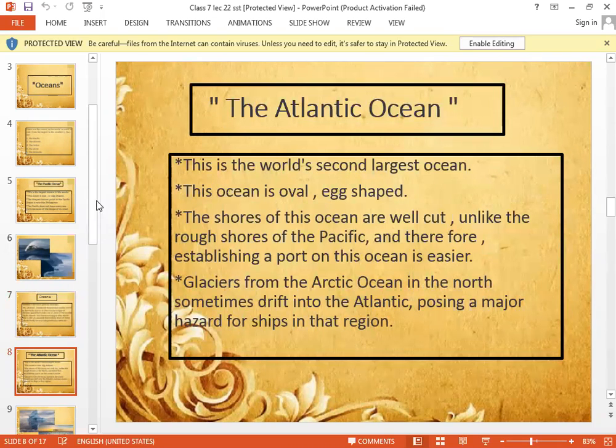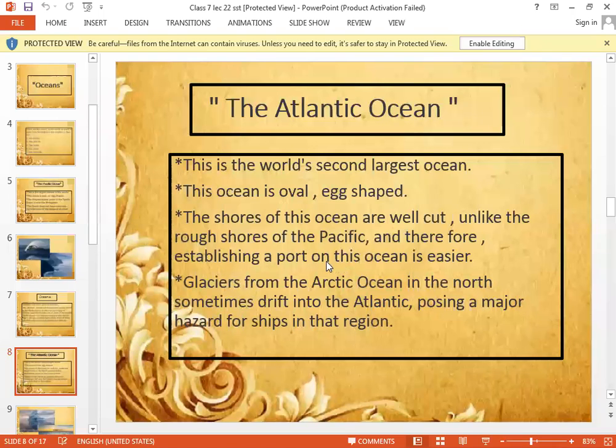You can see the detail about the Oceania in your book also on page number 45. So next one is the Atlantic Ocean. This is the world's second largest ocean, and this is also oval and egg shaped, and the beaches of this ocean are well cut, unlike the rough shores of the Pacific, and therefore establishing a port on this ocean is easier.